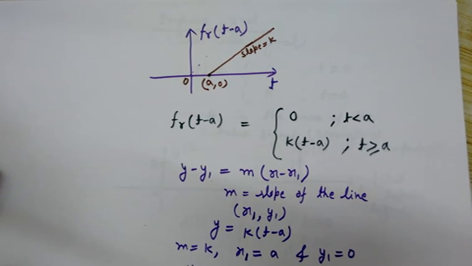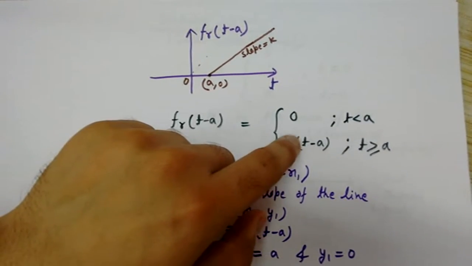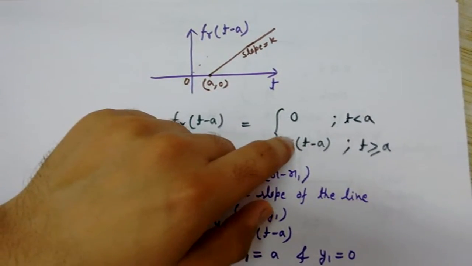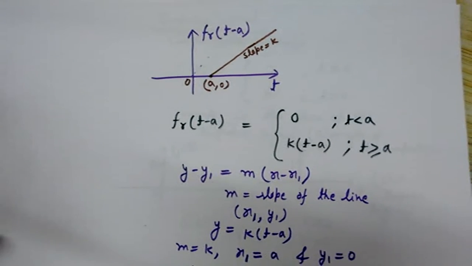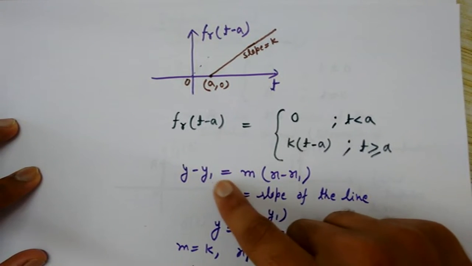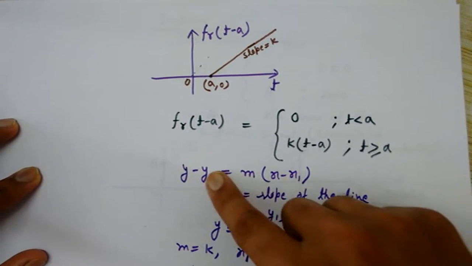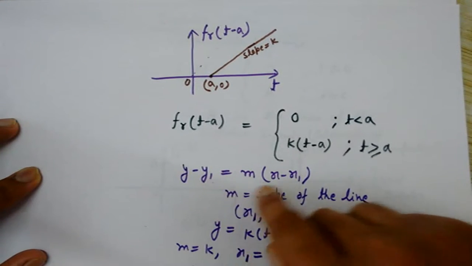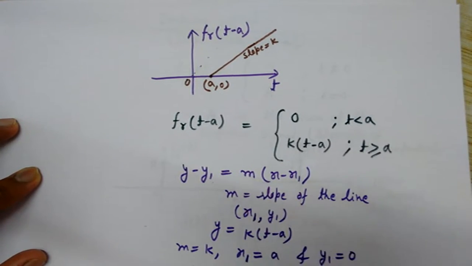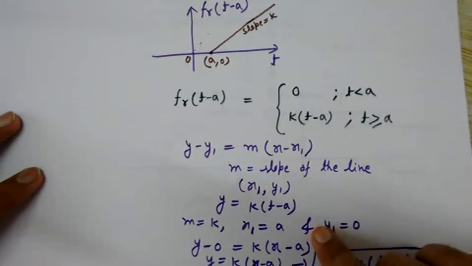But we can also draw the above graph by another approach. Here I am going to tell you how I got this equation. We know that the equation of a straight line passing through a point x1, y1, any coordinate, and having slope m is given as y minus y1 equals m times (x minus x1). Here x1 and y1 are the point through which the line is passing, and m is the slope of the line.